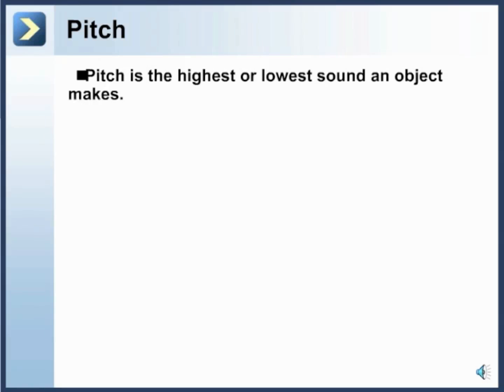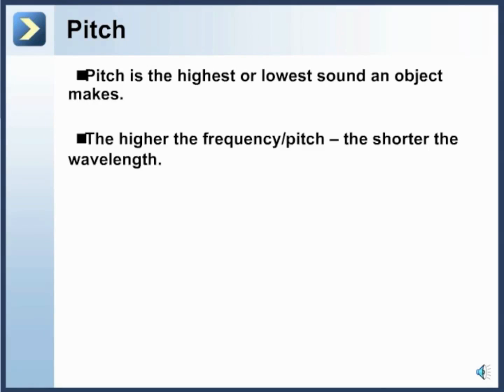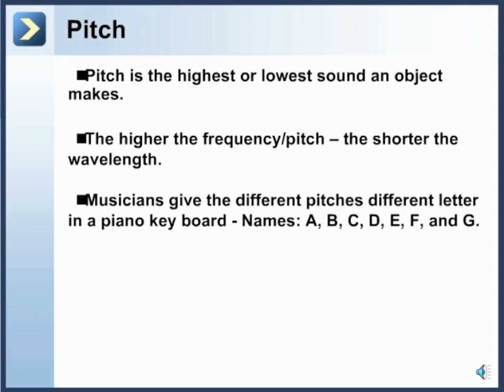Okay, let's go back to our discussion of musical sounds. So pitch is the highest or lowest sound an object or instrument makes. The higher the frequency or pitch, the shorter the wavelength. And this should make you remember what I said earlier, that a high frequency goes with a low wavelength and vice versa, low frequency with a high wavelength. All right, so this is also true in music. And musicians give the different pitches different letters in a piano keyboard.